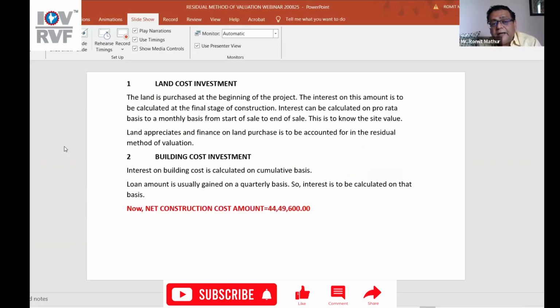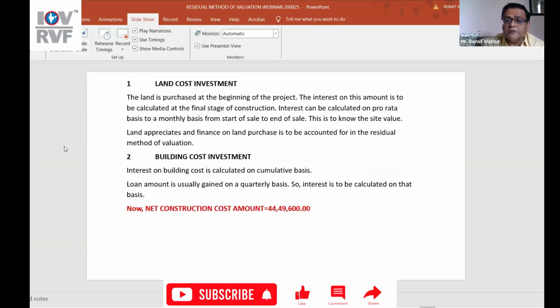Land cost investment. The land is purchased at the beginning of the project, right? The interest on this amount is to be calculated at the final stages of construction. Interest can be calculated on a pro rata basis, on a monthly basis, from start of sale to end of sale. This is to know the site value. Land appreciates and finance of land purchase is to be accounted for in the residual method of valuation.